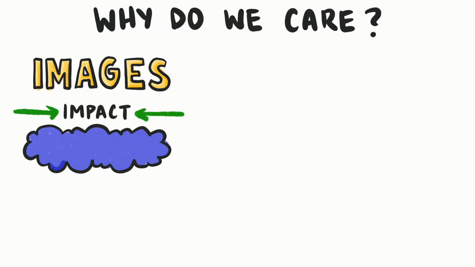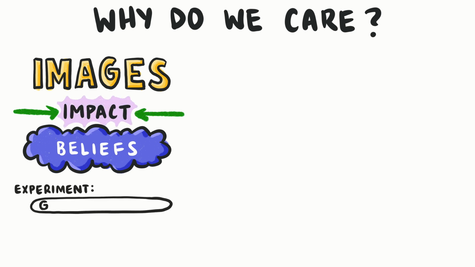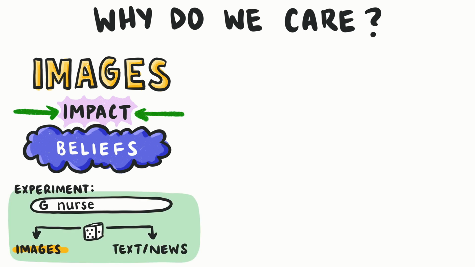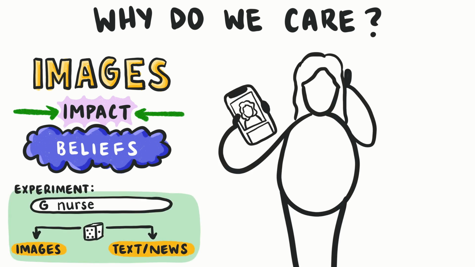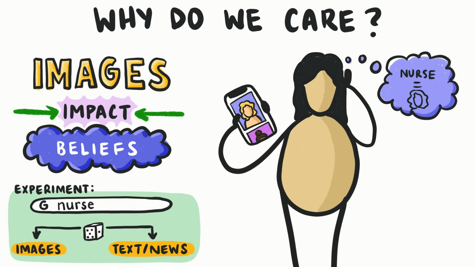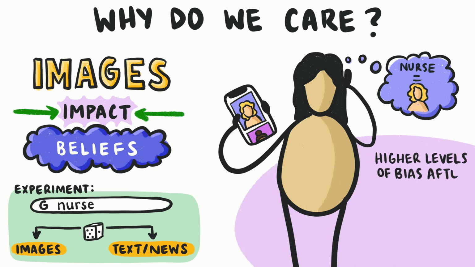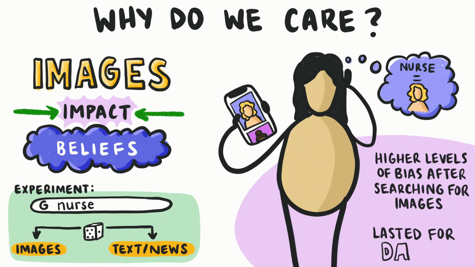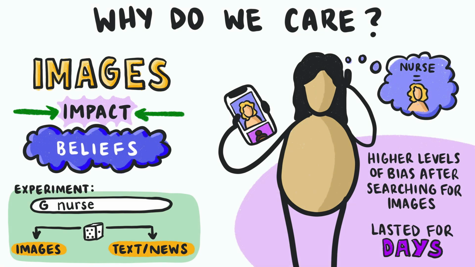Why do we care? Because online images directly impact people's beliefs. To show this, we ran an experiment. Participants were tasked with using Google to search for a given role, like nurse, either in Google Images or in text from Google News. Participants reported significantly higher levels of gender bias after searching for images rather than text, an effect that lasted for several days.